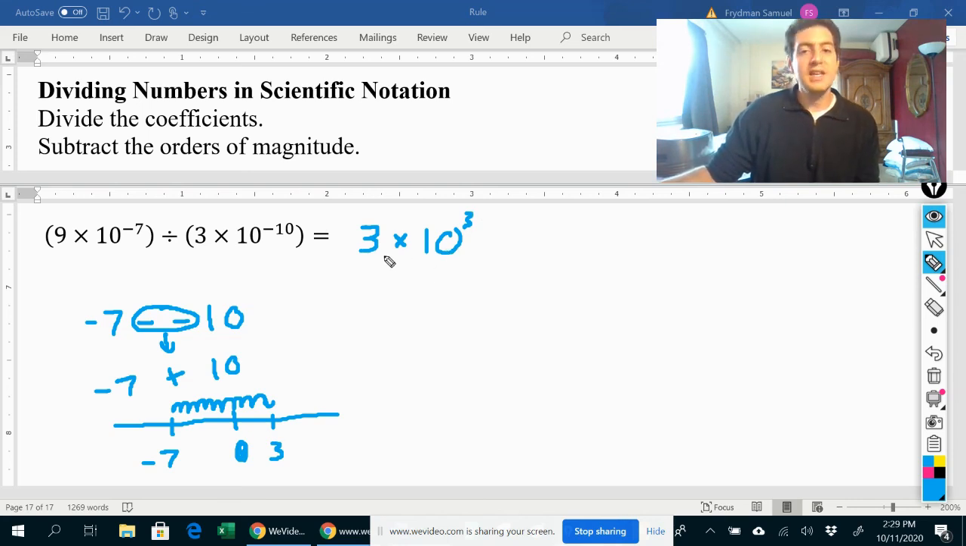And this is in scientific notation. Remember, there's an invisible decimal over here. So I do just have one non-zero digit in front of the decimal point, which is what I want for scientific notation. So that is my final answer. So 9 times 10 to the negative 7th divided by 3 times 10 to the negative 10th is equal to 3 times 10 to the positive third.